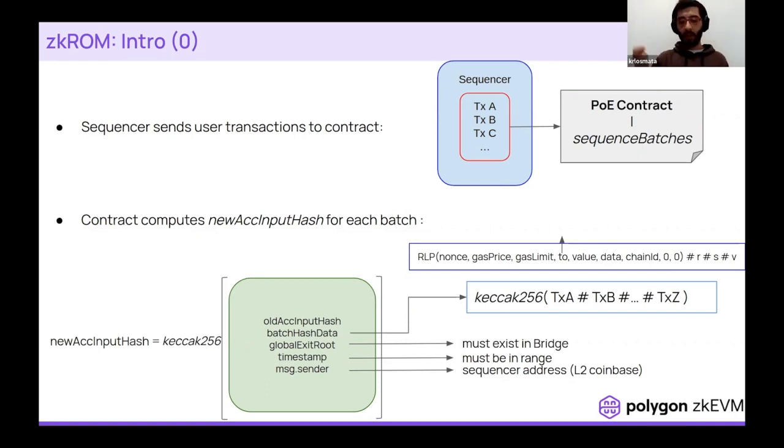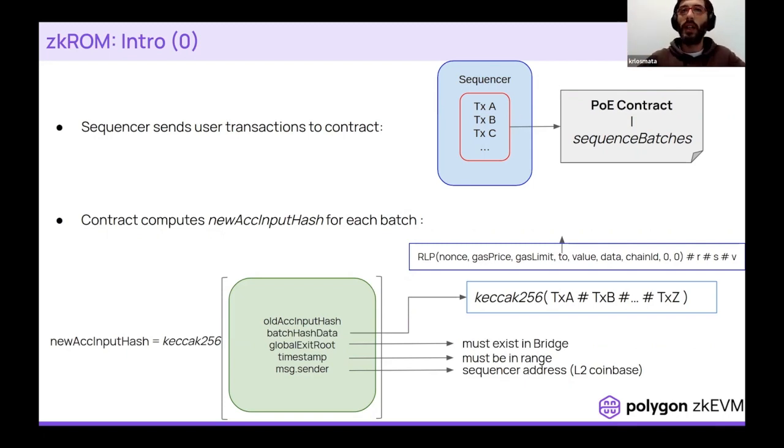There is a chain, a concatenation, of the old accumulated input hash and the new accumulated input hash, and the new accumulated input hash will be the old accumulated input hash of the next batch. So here we create a chain of hashes, and this is very useful in order to prove a sequence of batches, not just one batch.